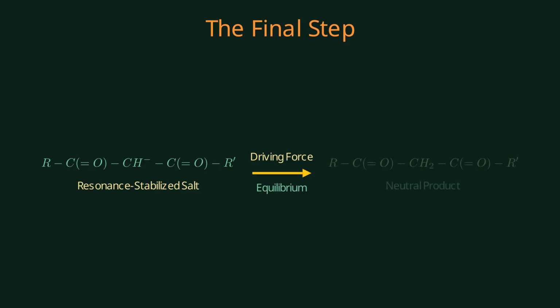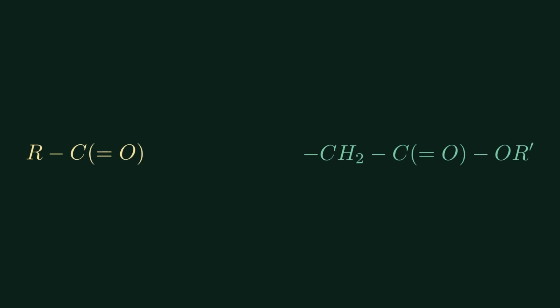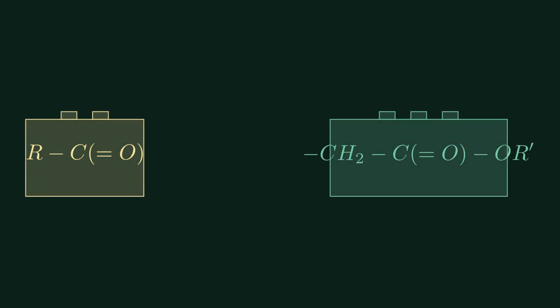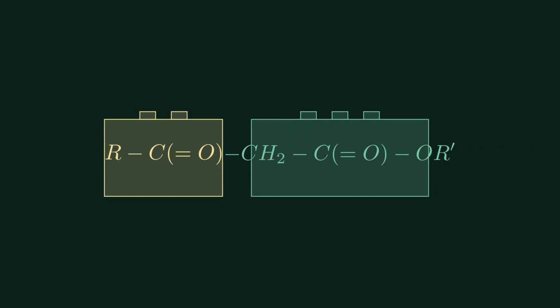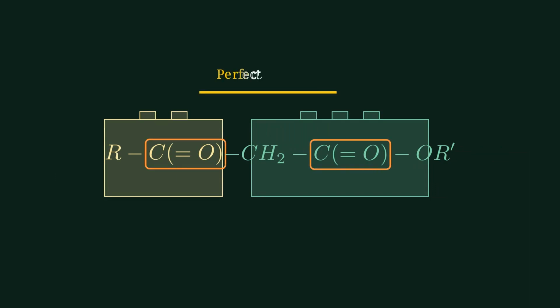To get our final neutral product, we just add a splash of acid at the very end to put that proton back. So, why does this matter? The Claisen condensation isn't just a clever trick, it's a fundamental building block. By joining two simple esters, we've created a molecule with two distinct reactive handles, perfectly spaced apart.